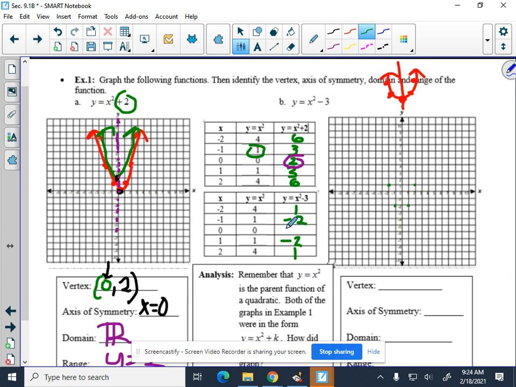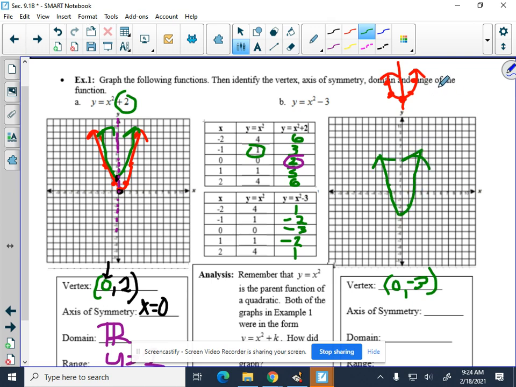What value do you suppose we get here at 0 when we subtract 3? -3. So at 0, we're at -3. Now that one already gives us the vertex. When we put in 0, we got -3. That is the turning point. And remember, this is a smooth curve.